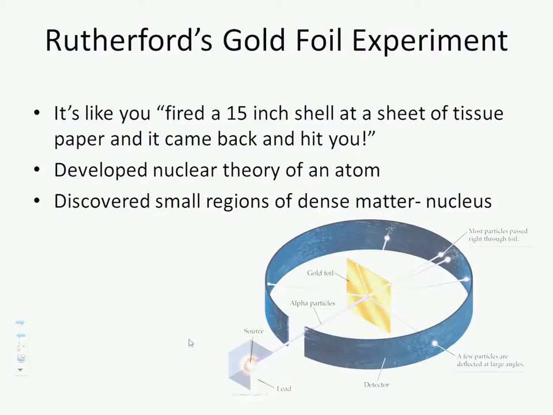So he thought maybe there's something to that gold foil, that it's not just electrons submerged in this positive goo, okay? So that made him develop the nuclear theory of an atom. And the nuclear theory of an atom just basically says there has to be a small region of dense matter that the alpha particles can interact with, okay? And that dense matter region is called the nucleus.